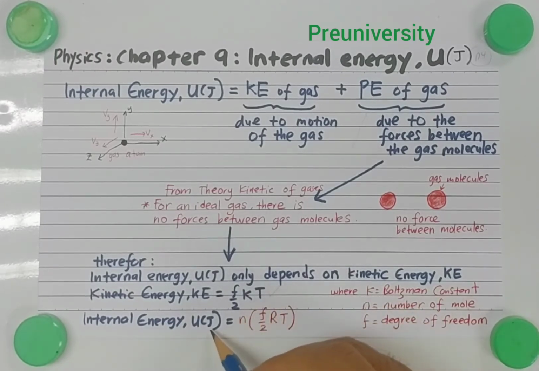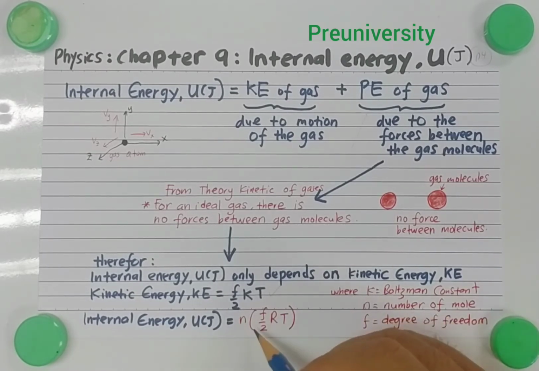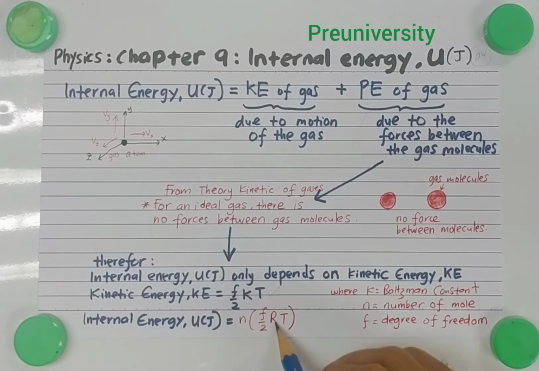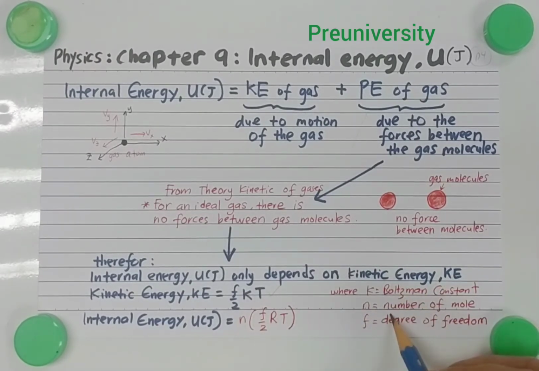After that, the internal energy of the gas can be calculated by applying this equation: N F over 2 RT. F is the degree of freedom, R is the gas constant, and T is the temperature, so the unit is Kelvin. N is the number of moles. So this is what is meant by the internal energy.